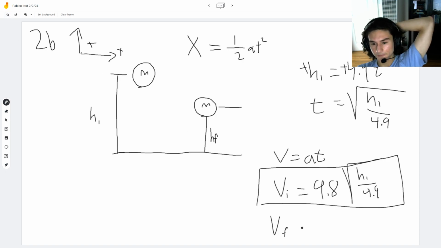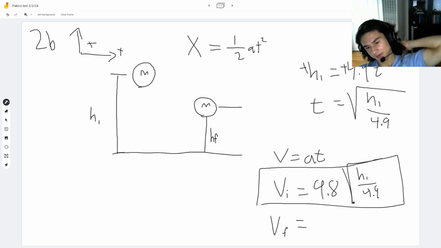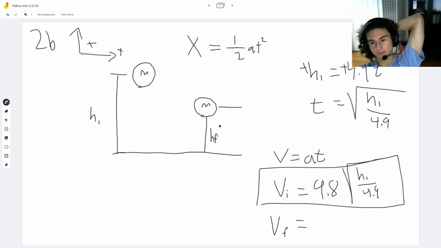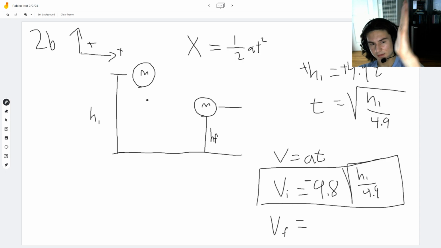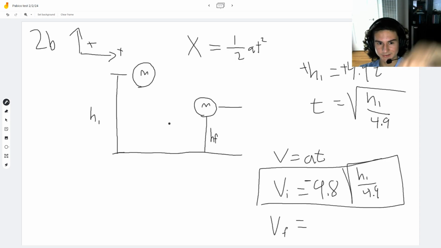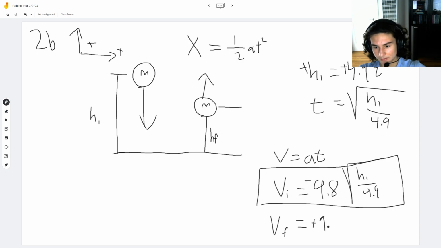point. So all we have to do then is just rewrite this, but instead of h initial, we have h final, and we have to make sure we're accounting for direction. Of course, for velocity initial, I forgot to add a negative, but given our axes, the positive direction is up, and this is traveling down, and this one is traveling up. So this will be a positive 9.8 times the square root of h final over 4.9. So now all we need to do is basically find out what the impulse is.